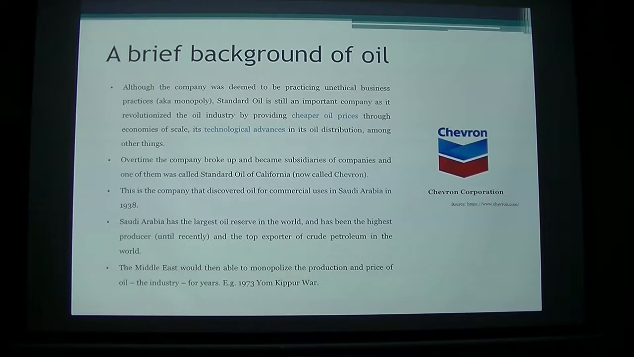there was an exploration when the Middle East has a lot of oil and the potential that that area has oil. And in 1938, Standard Oil of California managed to find the first commercial oil, that is crude petroleum, in Saudi Arabia. As all of you may have known, Saudi Arabia has the largest oil reserve in the world, and has been the highest producer of oil until recently, and they are the top exporters of crude petroleum as well.